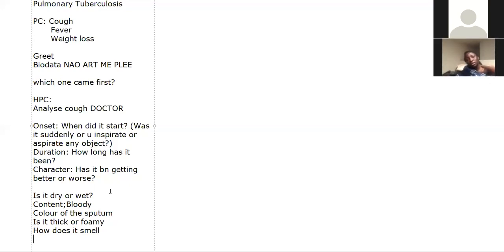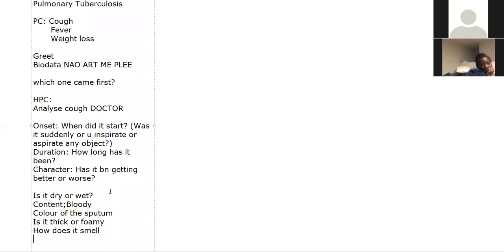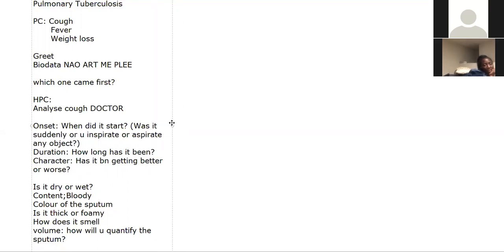So after knowing how does it smell, you even want to know, if it is wet cough, what's the volume? How will you quantify this sputum that you are producing? Can you fill a cup or a glass of water? This is the volume now. You understand, doctor? So you can ask, can you fill a cup of water or this and the rest? That's enough about the characteristics.